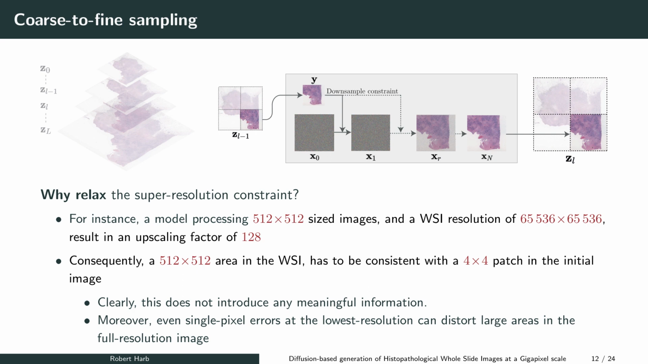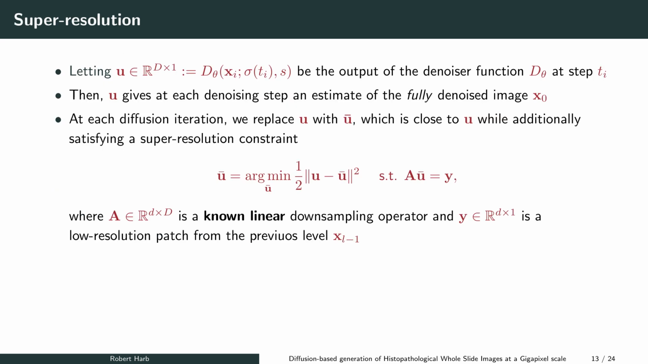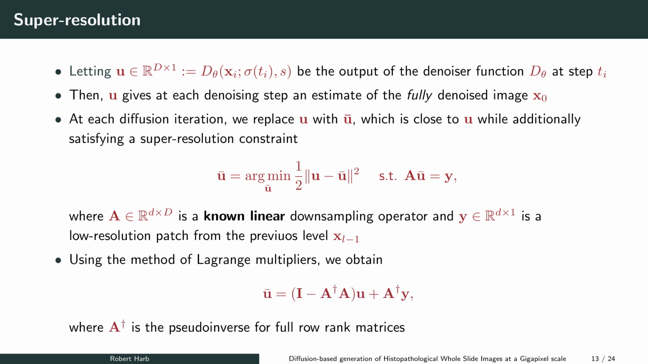This could be problematic. To implement the super resolution constraint, we replace the estimate of the fully denoised image at each step of the diffusion process with an updated one that is close to the original one, while additionally satisfying a super resolution constraint with the given low resolution image. We can express this with an optimization problem and obtain the solution using the method of Lagrangians.